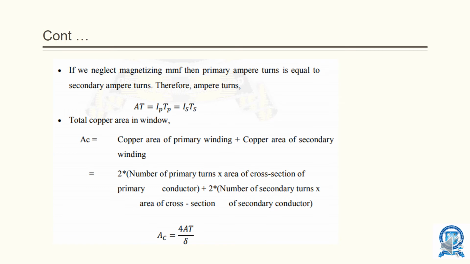The copper area AC is equal to twice. In this step you should be careful, because for the single phase it won't be twice, it will be a single one time, but for three phase it is twice the number of primary turns into cross sectional area of primary, plus 2 times the number of secondary turns into the cross sectional area of secondary. So this is the only change we have. So AC is equal to 4AT by delta, here it is 2AT by delta. That is the major difference between deriving the output equation for single phase and three phase transformer.